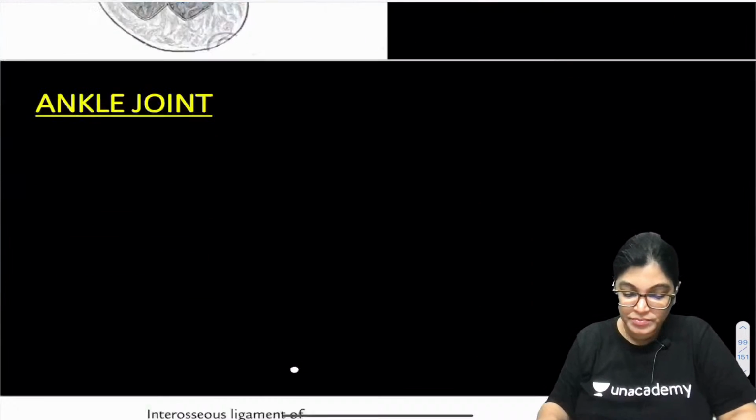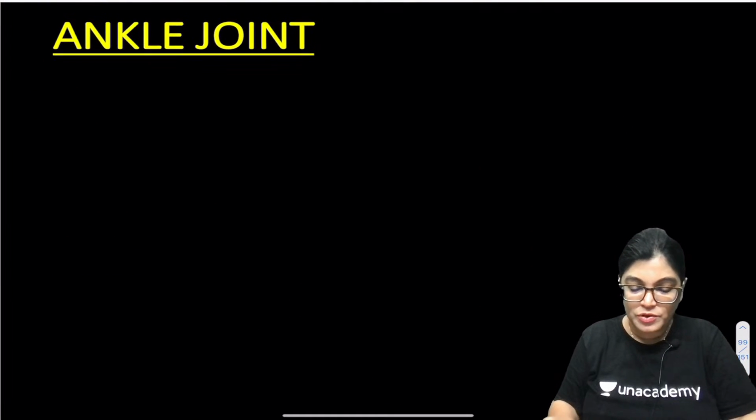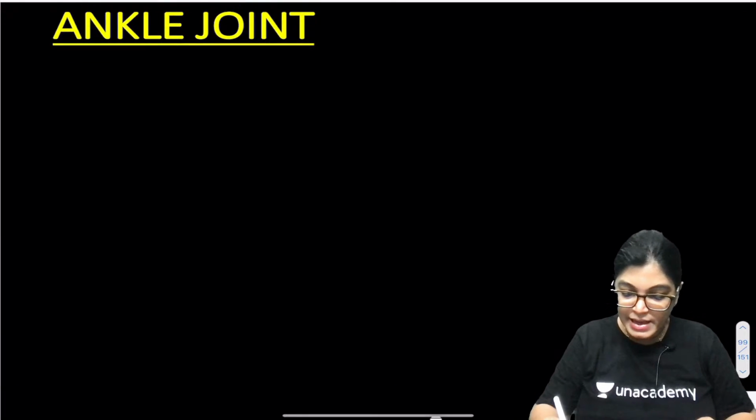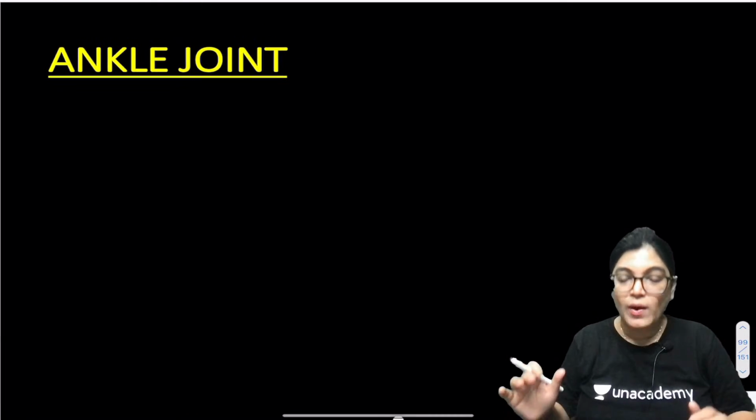So let me write a few important points. All of you please write down the articular surfaces. Also, one more important point is that when we are talking about the ankle joint, it's a quite stable joint.